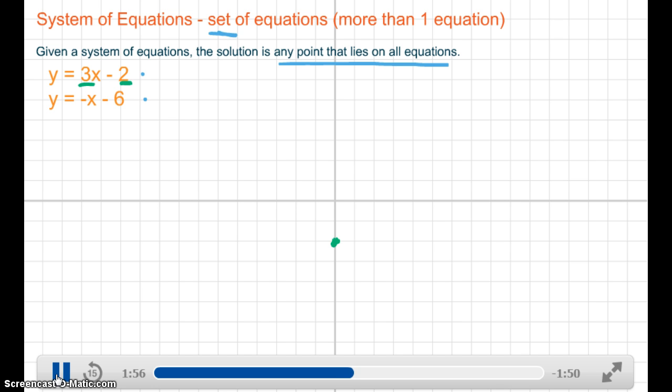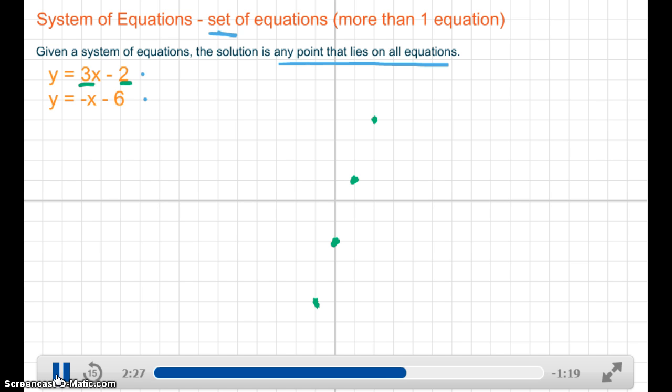Now I know that my slope is a positive 3. So I'm going to go up 3, 1, 2, 3, and over 1, because the slope of 3 is really 3 over 1. And then I'm going to go up 3 and over 1 again. I can also go down 3, 1, 2, 3, and to the left 1, because that's negative 3 over negative 1, and that is still a positive 3.